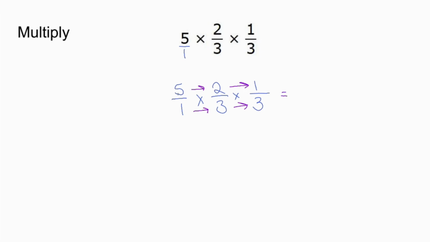So numerator first, 5 times 2 is 10. 10 times 1 is still 10. The numerator becomes 10. The denominator, 1 times 3 is 3, and 3 times 3 is 9. That's your denominator. Now, that is an improper fraction.